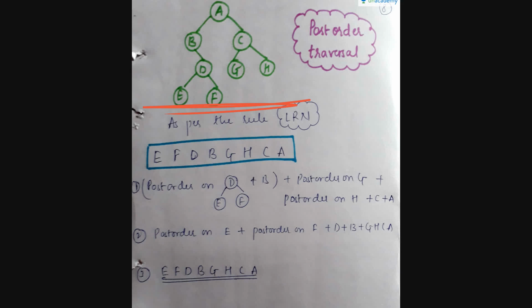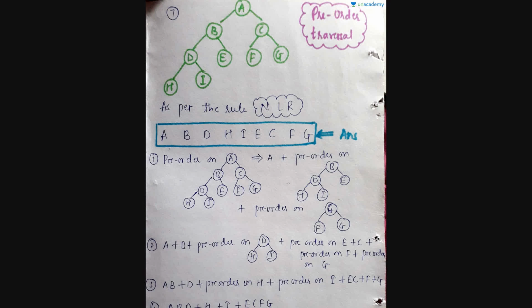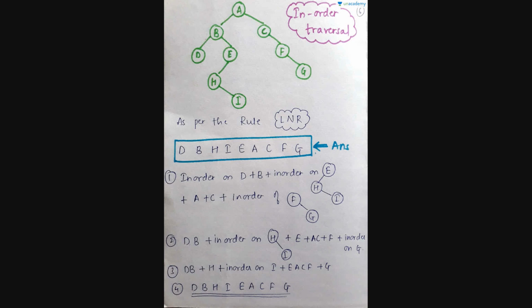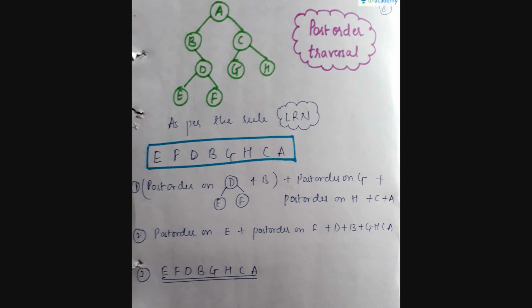So this was all about tree traversal. We have three types of tree traversals: in-order, pre-order, and post-order. For post-order we use LRN, for pre-order we use NLR, and for in-order we use LNR. So these are the three basic concepts which we require for tree traversals.